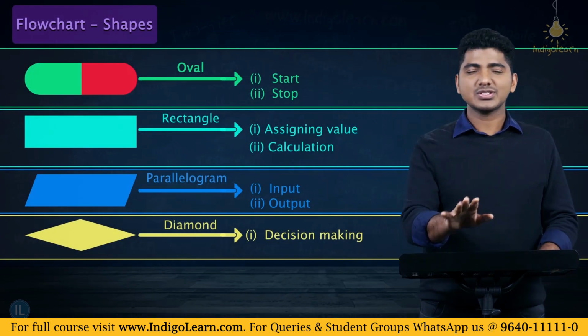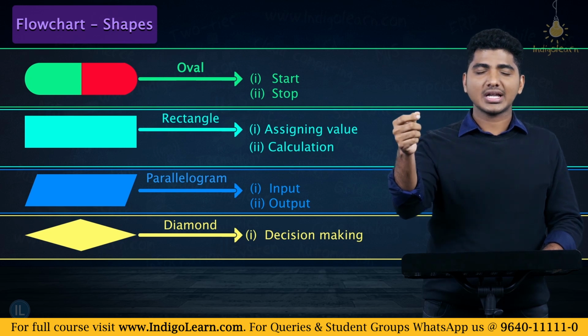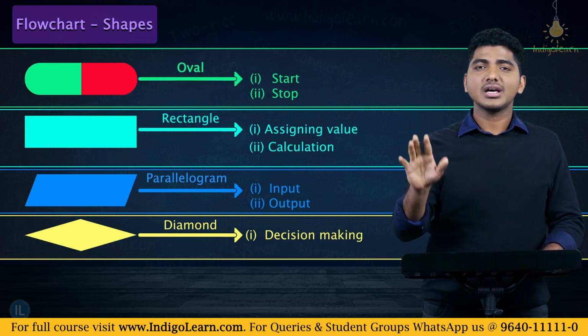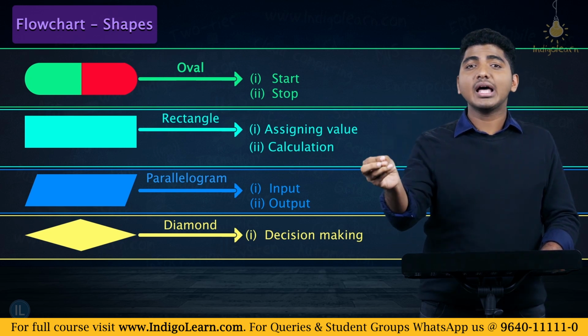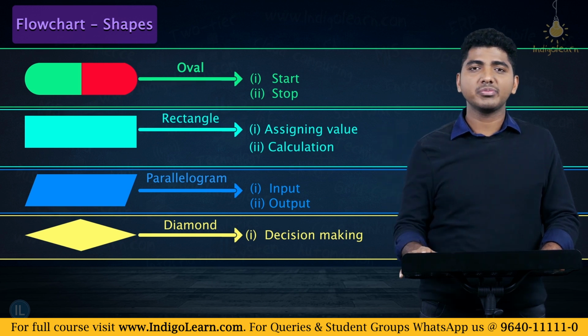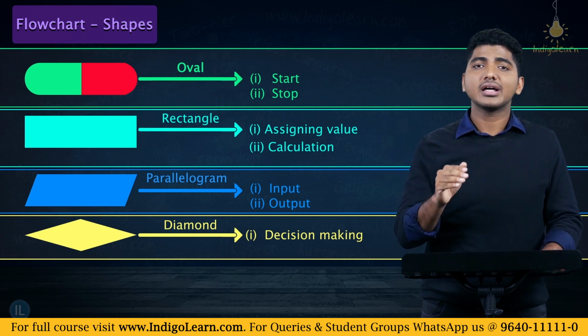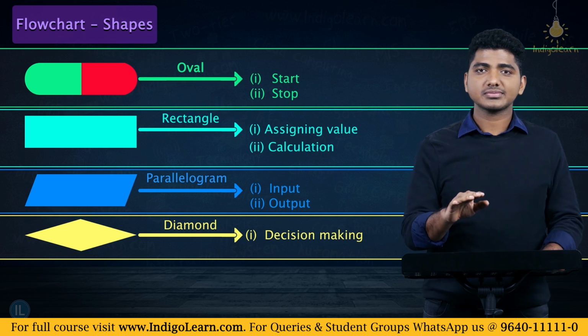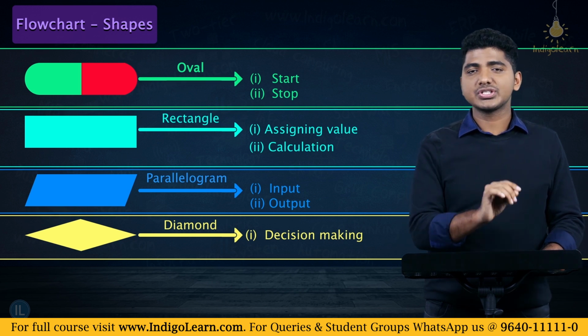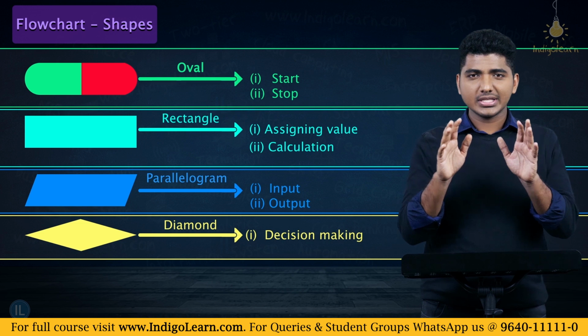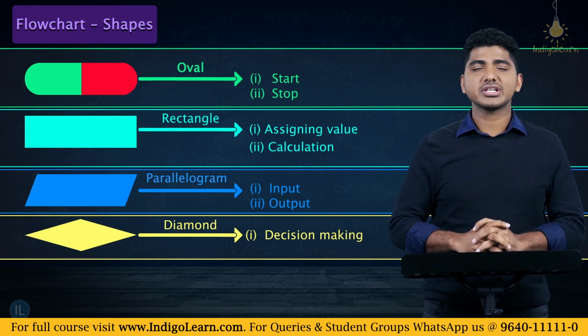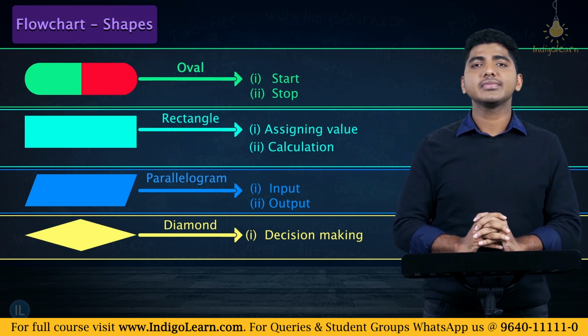So we have discussed four shapes: oval shape for start and stop. We have discussed rectangular shape for assigning a value and for computation purpose. Parallelogram for inputs and outputs. Now the next one is the diamond shape for decision making process. So this is the simplest flowchart discussion that we had till now.